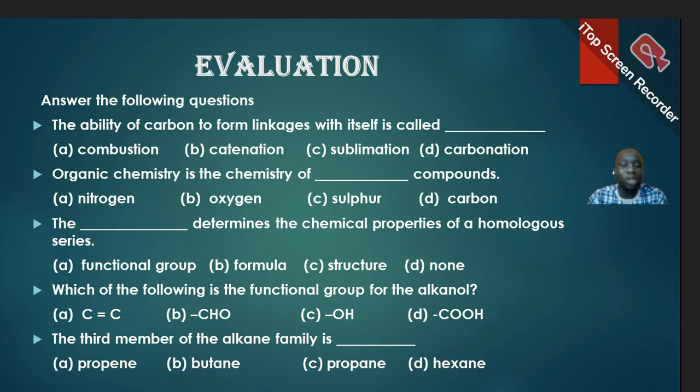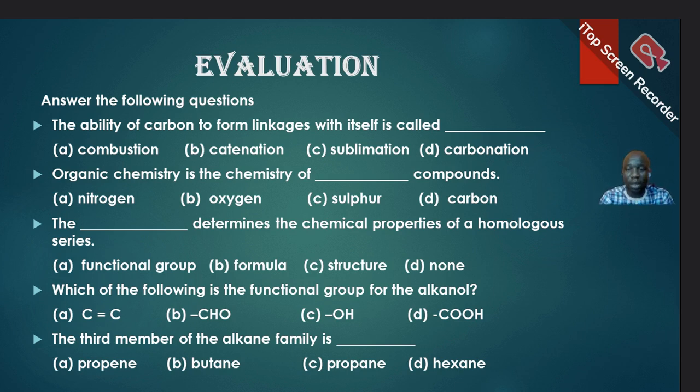The third member of the alkane family will be what? Propene, butane, propane, hexane. We are going to have three carbon atoms. Remember the prefix for three carbon atoms is prop. Then it's an alkane family, so we join the prop with ANE, so that will become propane. That's option C. So propane is the third member of the alkane family. I believe you understand.